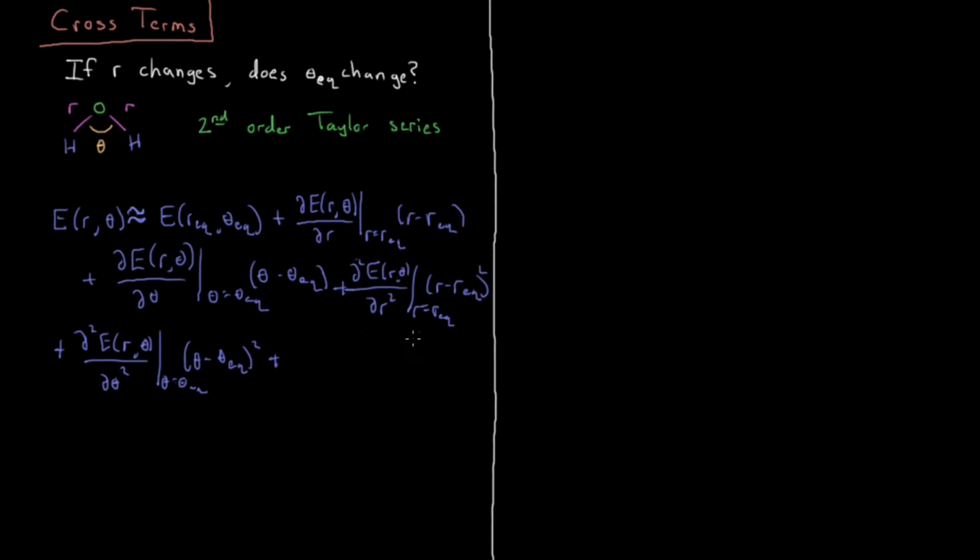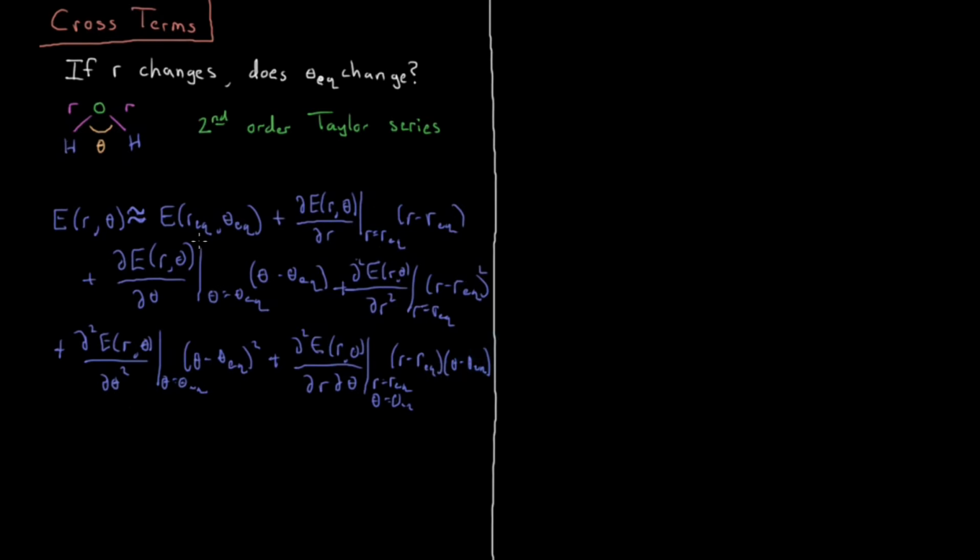But now there comes up a cross term when we're looking at the Taylor series of the 2 variables here. We have the second partial derivative, or the mixed partial derivative, of E with respect to r and with respect to theta, evaluated at r equals r EQ and theta equals theta EQ, times r minus r EQ times theta minus theta EQ.